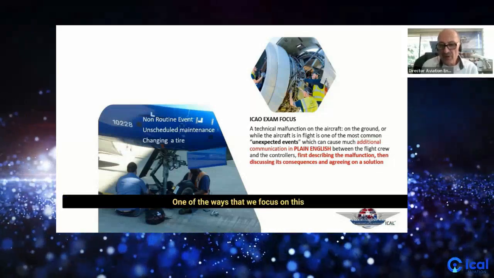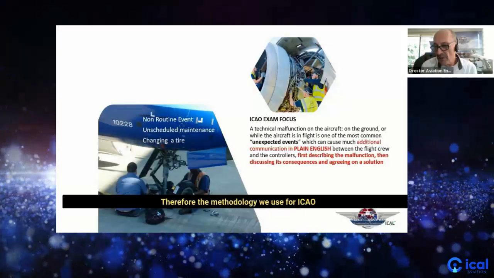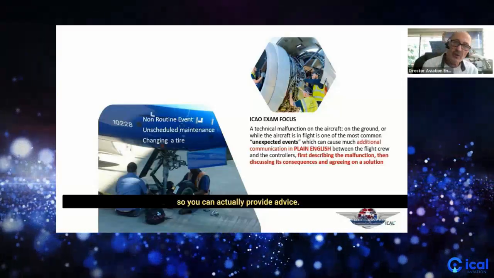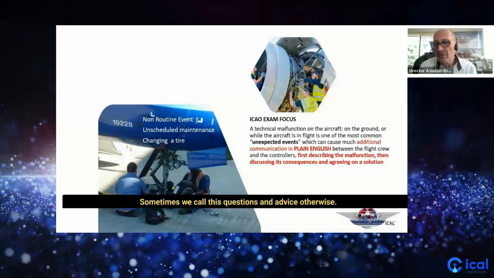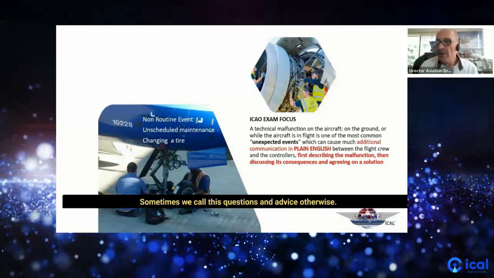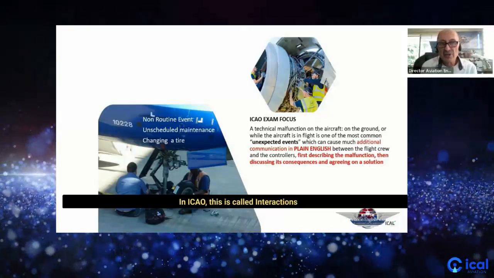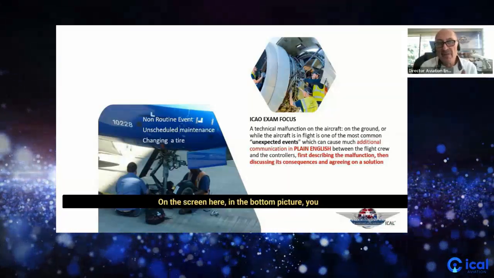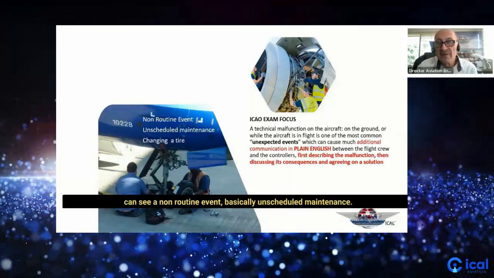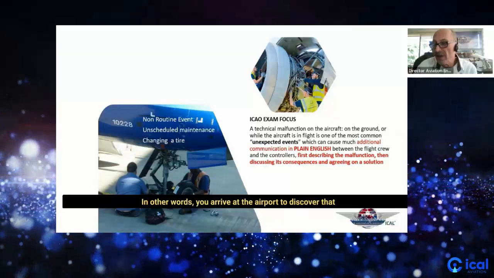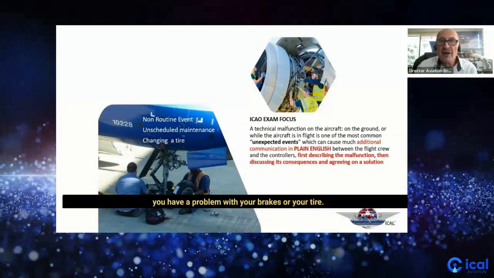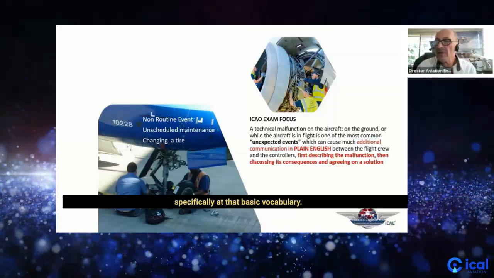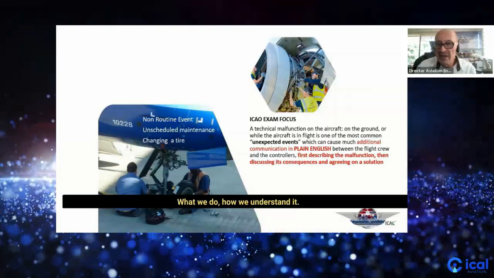One of the ways that we focus on this as well is that we have a problem. Therefore, the methodology we use for ICAO is that you need to be asking questions so you can actually provide advice. Sometimes we call this questions and advice. Otherwise, in ICAO, this is called interactions in the 6 language proficiency requirements. On the screen here, in the bottom picture, you can see a non-routine event, basically unscheduled maintenance. In other words, you arrive at the airport to discover that you have a problem with your brakes or your tire. Therefore, we need to be looking specifically at that basic vocabulary, what we do, how we understand it.